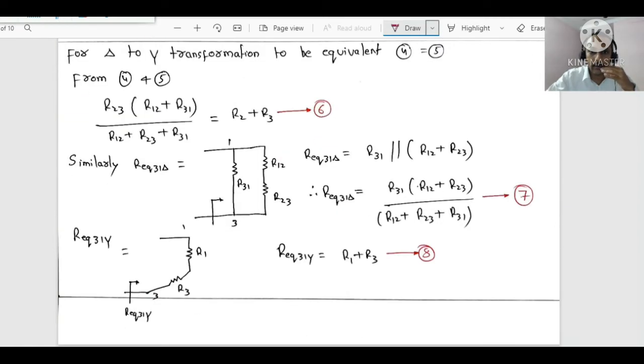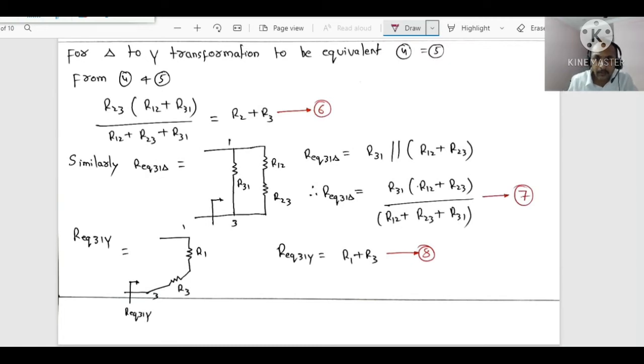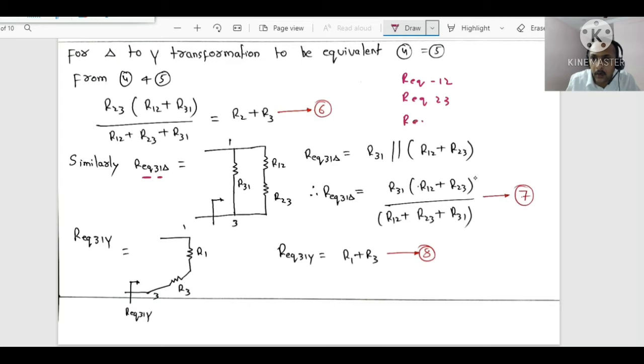Similarly, we can find out the other terminals. 2 terminals are completed. R equivalent between 1 and 2 is completed. R equivalent between 2 and 3 is completed. Now the third step is R equivalent between 3 and 1. If it is between 3 and 1, you have to redraw the circuit every time. The only thing you have to do is remove the one wire that is there.